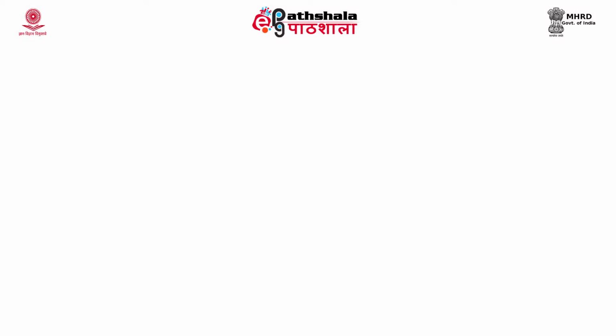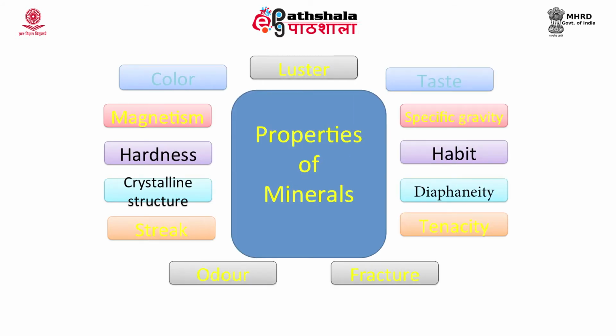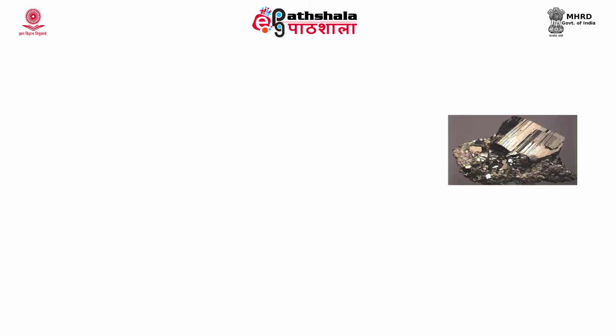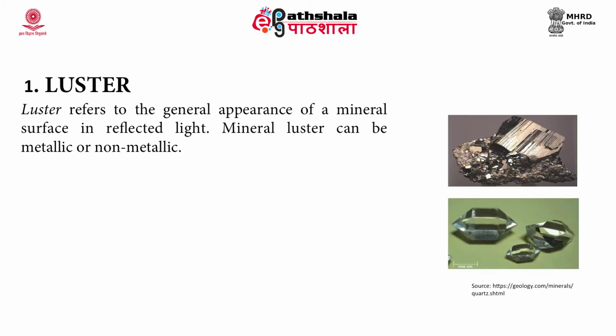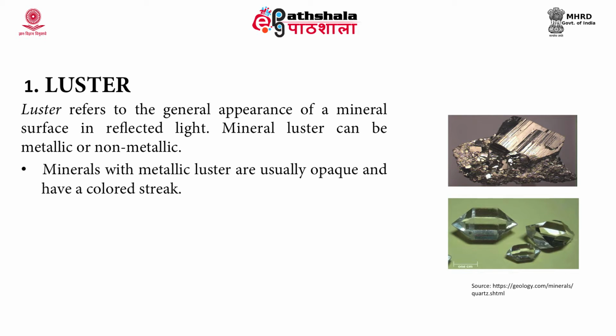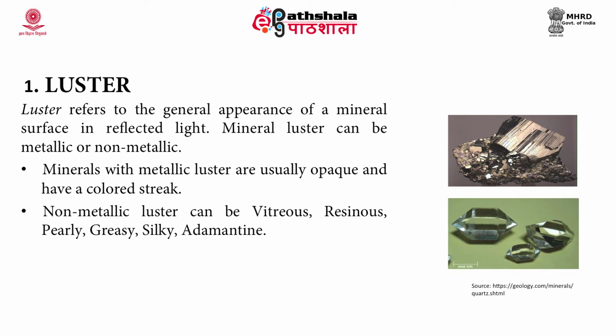The given slide shows the properties of minerals, which include taste, specific gravity, habit, diaphaneity, tenacity, fracture, odor, streak, crystalline structure, hardness, magnetism and color. Let's see a few of the properties in detail. Number 1 is luster. Luster refers to the general appearance of a mineral surface in reflected light. Mineral luster can be metallic or non-metallic. Minerals with metallic luster are usually opaque and have a colored streak. Non-metallic luster can be vitreous, resinous, pearly, greasy, silky and adamantine.